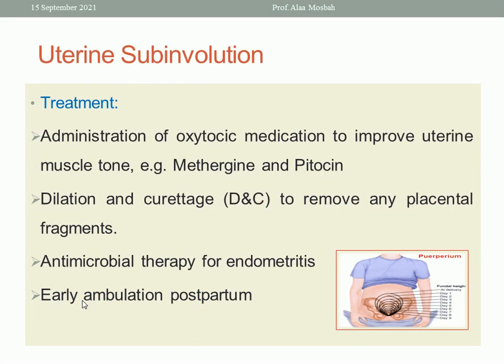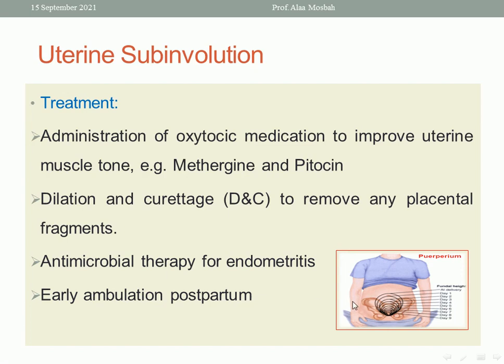Treatment by administration of ecbolics like oxytocin and ergometrine, and they give also antimicrobial therapy for endometritis. You may need dilatation and curettage to remove the placental fragments. And of course, early ambulation is important also as a prophylaxis from occurrence of uterine subinvolution.